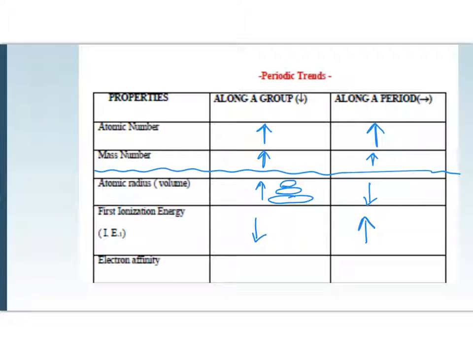And what about electron affinity? Electron affinity is similar to the nonmetallic property. So this is the tendency to gain an electron. So it is all about the nonmetallic properties, for a nonmetal to become an anion. So when you go along a group, this is going to be decreased. When you go along a period, when you go along the nonmetals, this is going to be increased.